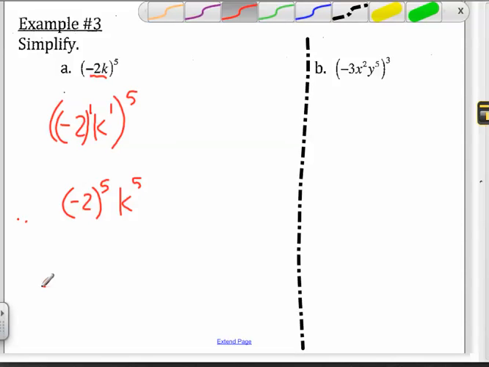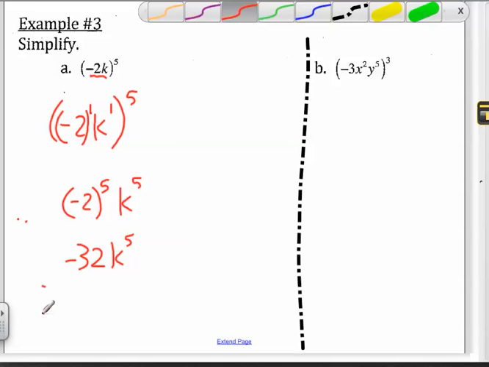Now I need you to help me on this one. Taro, I've got negative 2 to the fifth. What's its sign going to be? Negative, because it's an odd exponent. What's 2 to the fifth, though, David? 32. K to the fifth. Done.